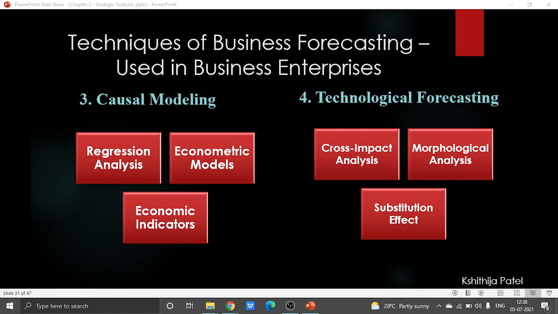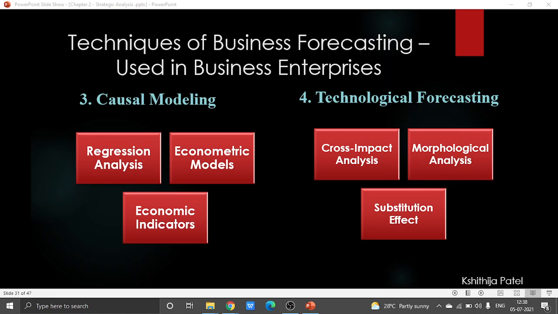Then the fourth one that we can take here is technological forecasting. As the name suggests, technological forecasting is normally used for predicting what future technologies are likely to emerge and how they are likely to prove economically feasible for the business organization. Normally, it deals with technological changes that can affect the organization.